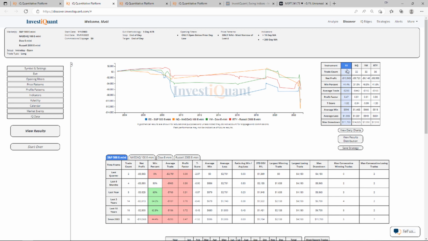Historically, the S&P has 36 samples of this pattern dating back to 2003. For the NASDAQ, there are 22 samples. There's 32 in the Dow, 36 in the Russell.